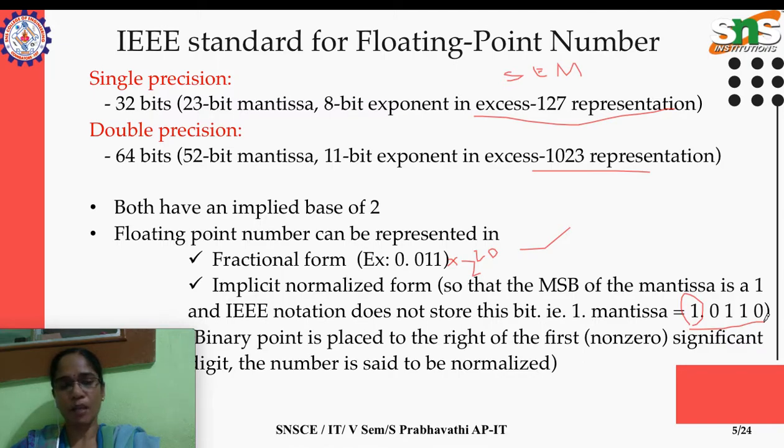So in implicit normalized form, we concentrate only on the bits after the decimal point, because it is understood that the IEEE format always has this normalized representation. There must always be a non-zero digit, which means there must always be a number to the right of this binary point. That's the concept. So that's it about representing floating point in IEEE format in two ways, fractional form or implicit normalized form.